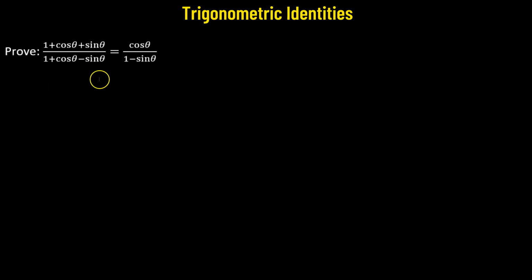Let's prove the following. We have to prove that (1 plus cosine theta plus sine theta) divided by (1 plus cosine theta minus sine theta) equals cosine theta over (1 minus sine theta). We'll start from the left hand side.